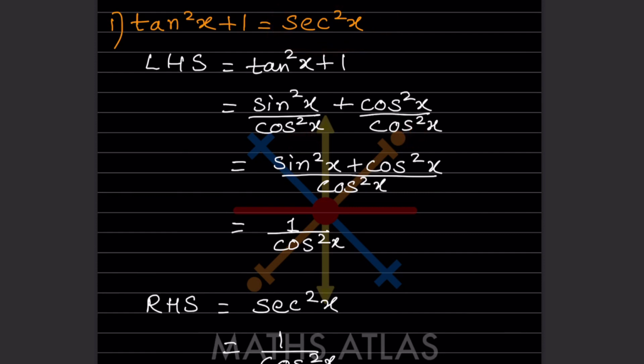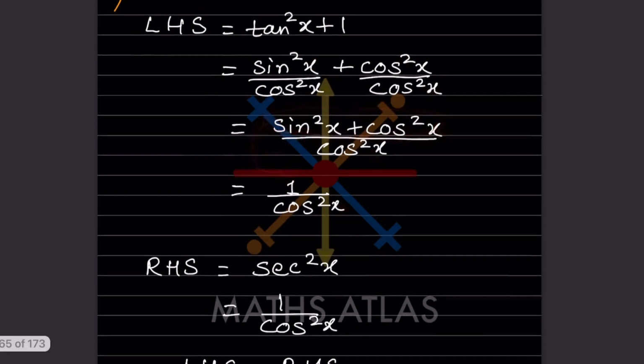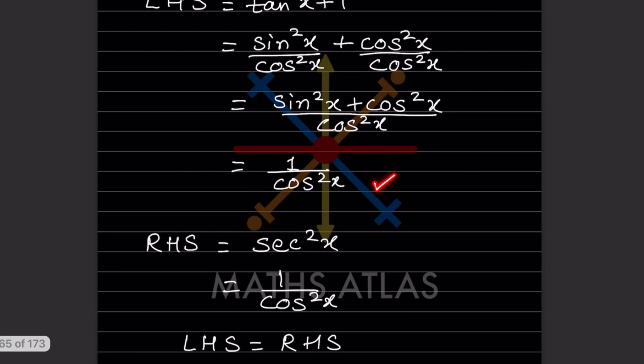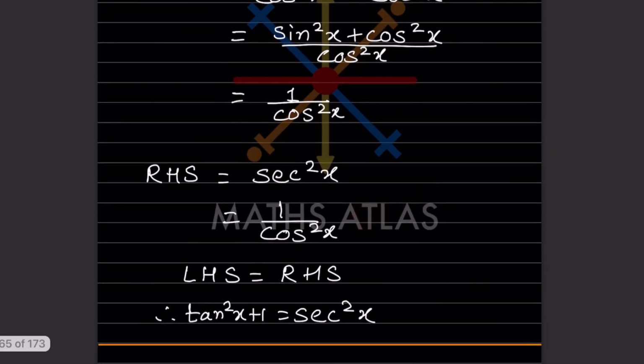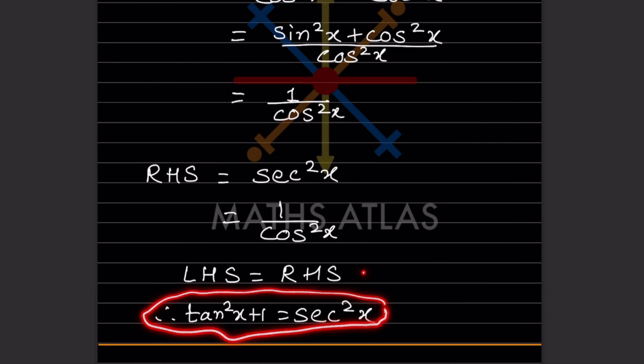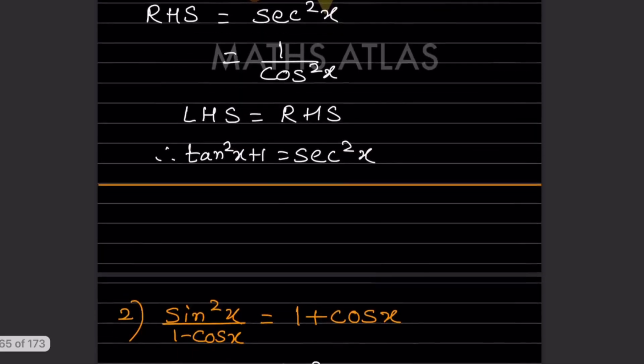So now we got the denominator cos square x in both places and this will be added, that will be sine square x plus cos square x, and you know the first identity, sine square x plus cos square x, that is 1, over cos square x. So now let us keep it as it is first, and now let us see the RHS. RHS is sec square x and that sec square x is nothing but 1 by cos square x. So now you can see the LHS and this is the RHS. So LHS is equal to RHS. So what we can see, tan square x plus 1 is equal to sec square x.